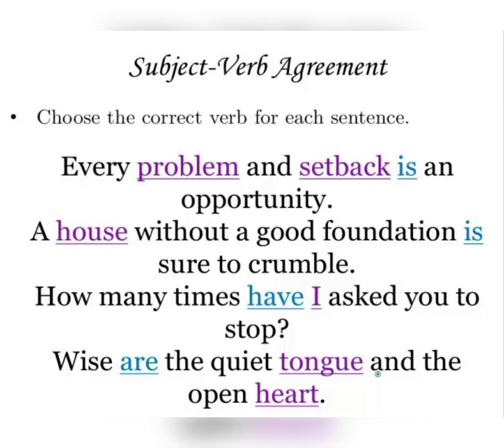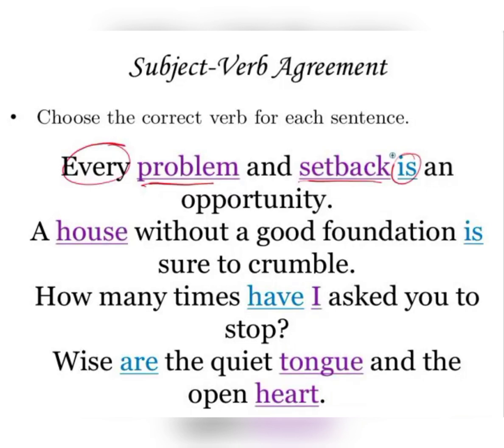And here we are. Every problem and setback is an opportunity. Your clue here was the word every. You have a compound subject, problem and setback, but they're preceded by every. Remember, every boy and girl loves to learn. The every is there, so we use the singular verb is.